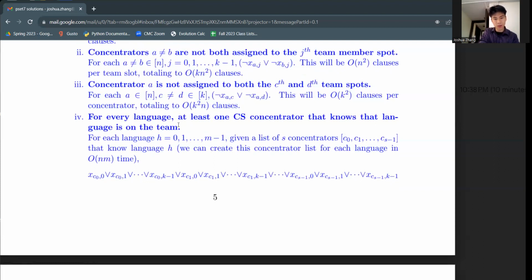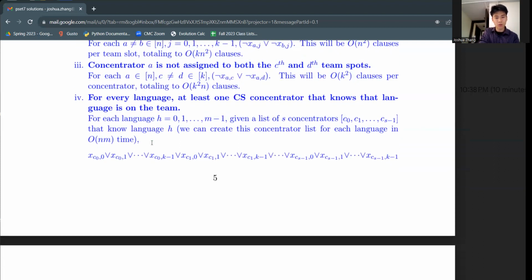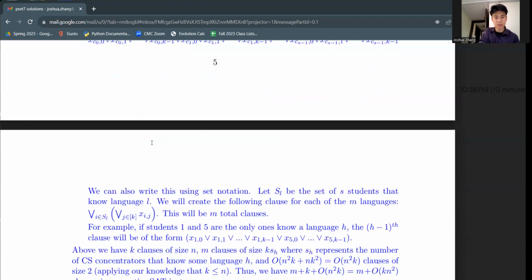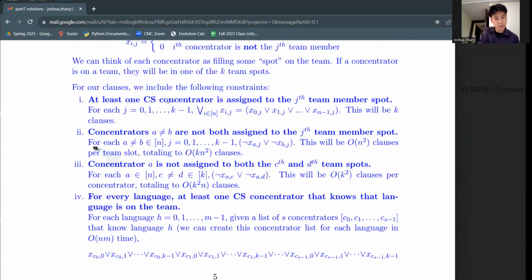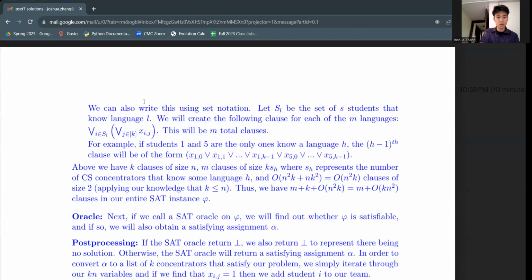Number 4 was a very specific way of constructing our Boolean formulas, and it makes sense. We basically just suppose we have a set of students that know a language and construct it accordingly. And I think I skipped over number 1, but this one is just constructing K clauses to make sure that there's one CS concentrator there.